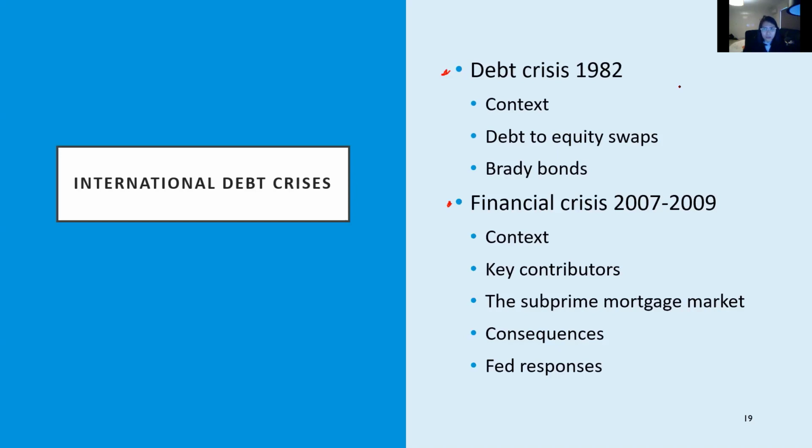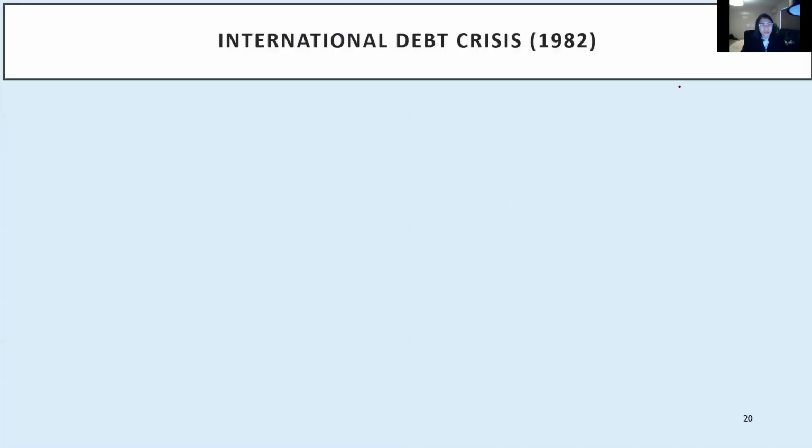Credit risk modeling was less complex, and so the problem was pretty much an economic problem. With the financial crisis in 2007, the story is a little bit different. It was caused partly by the complexity of the financial instruments used in the subprime mortgage market. So let's go through each of them. Let's talk about the international debt crisis of 1982 first.